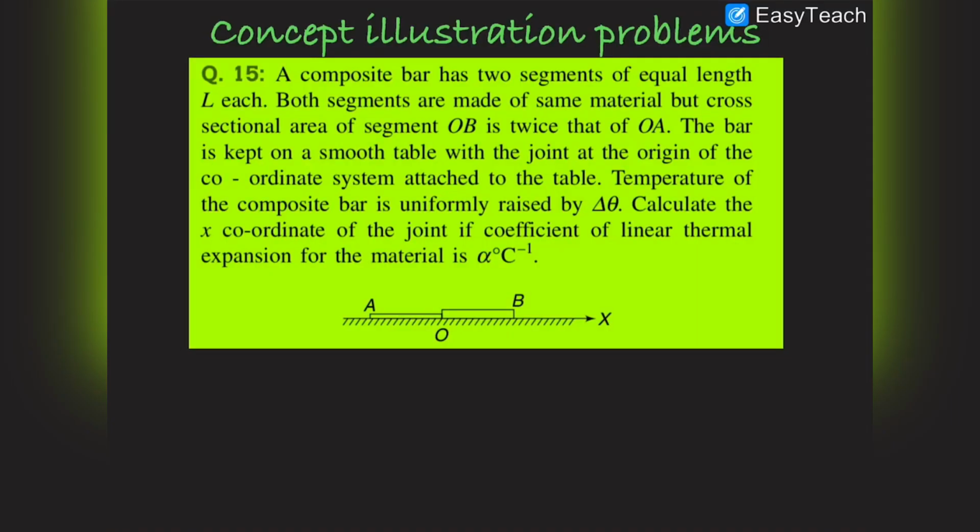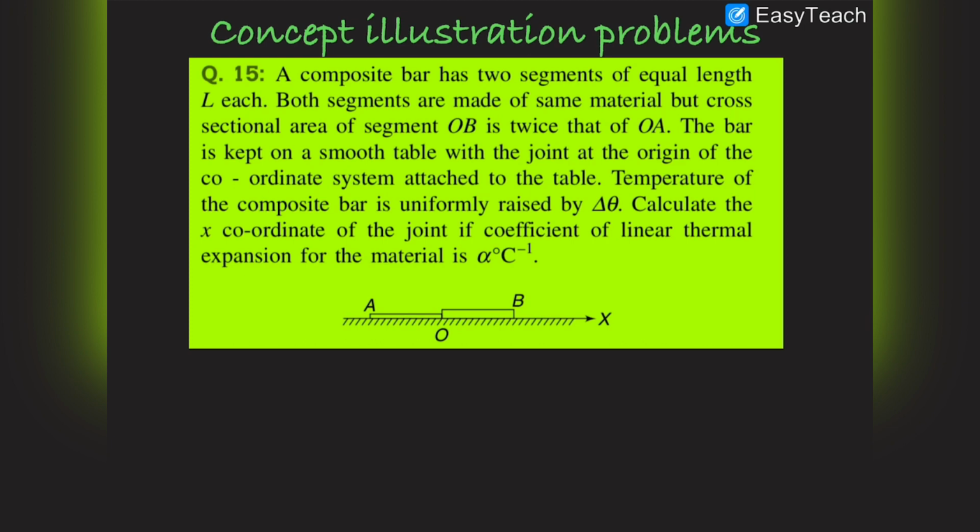In this question, you can see that there is a composite bar which is made up of two bars of the same material and same length L, but the area of cross section of OB is twice as that of OA. Okay, and this composite bar is kept on a frictionless surface, and we have increased the temperature by delta theta.